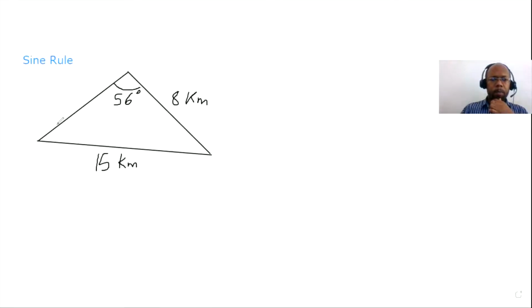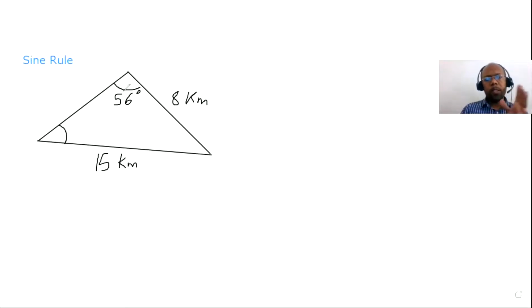And notice how the angles are opposite the sides that are being focused on. So if I had this 8 kilometers over here, my angle that I would be focused on with the sine rule would have been over here. Please bear that in mind.